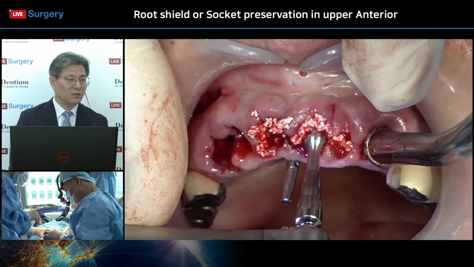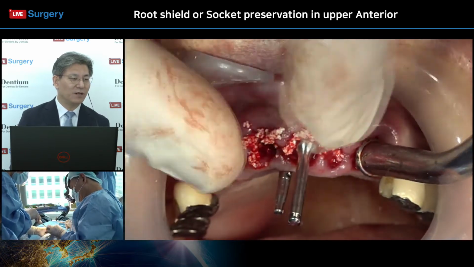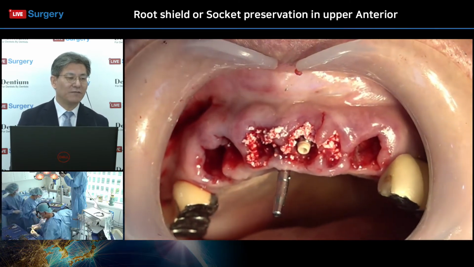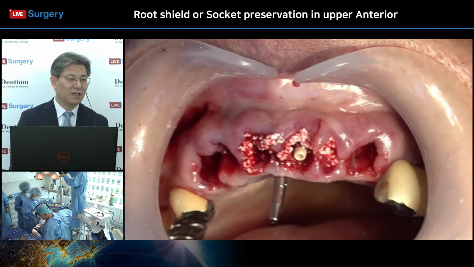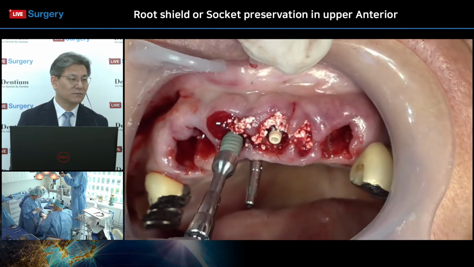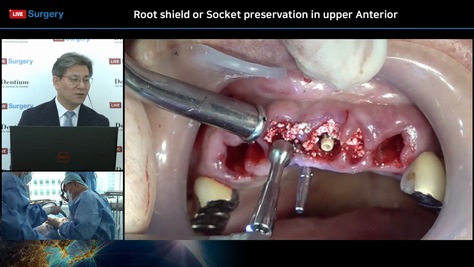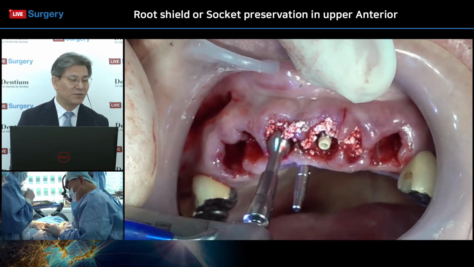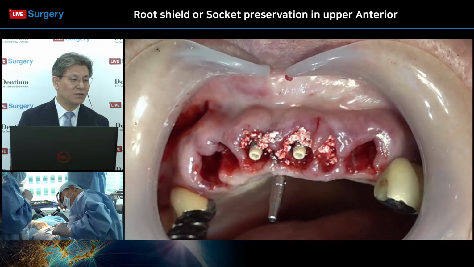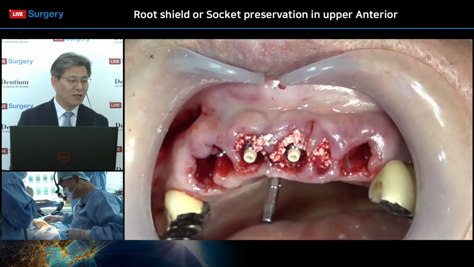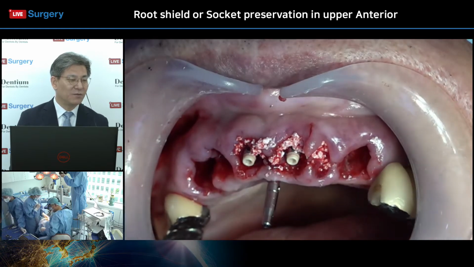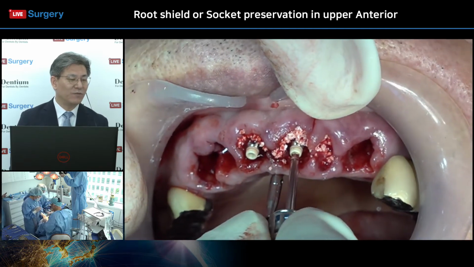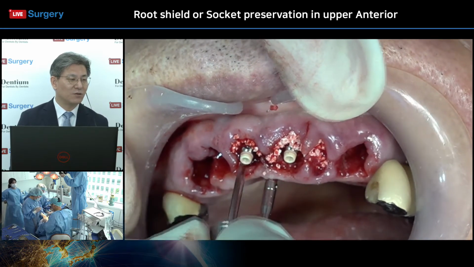The Bright implant system, tissue level. Diameter 3.5. Length 9 millimeters. Is it 9? Yes. Easy to get the higher insertion torque. Simple insertion procedure and getting higher insertion torque. So in this kind of gap area, it is easily applied. So very simple. Already two implants inserted with a higher insertion torque.